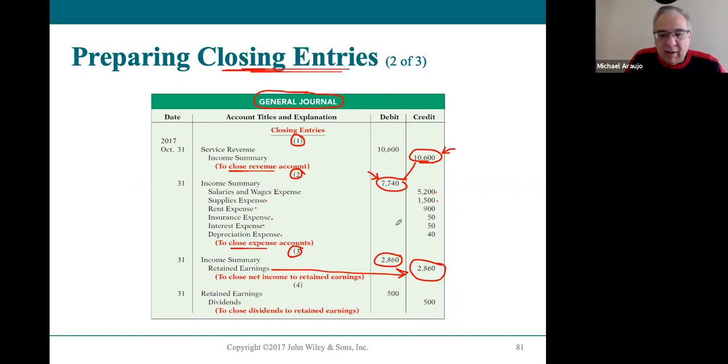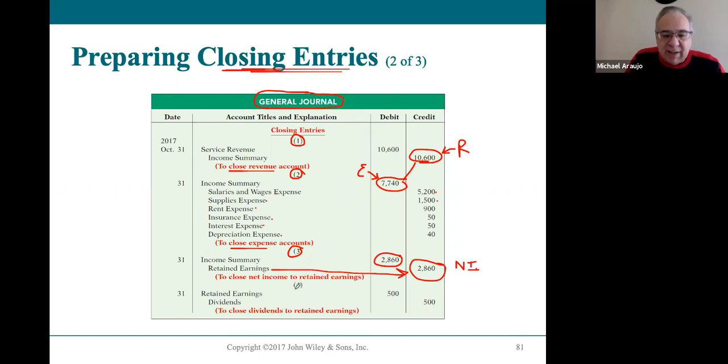What are we crediting it? The net income is being credited. The difference between the revenues and the expenses is the net income, right? Net income. Okay, so after that, we're done with income summary, and now everything there is closed.